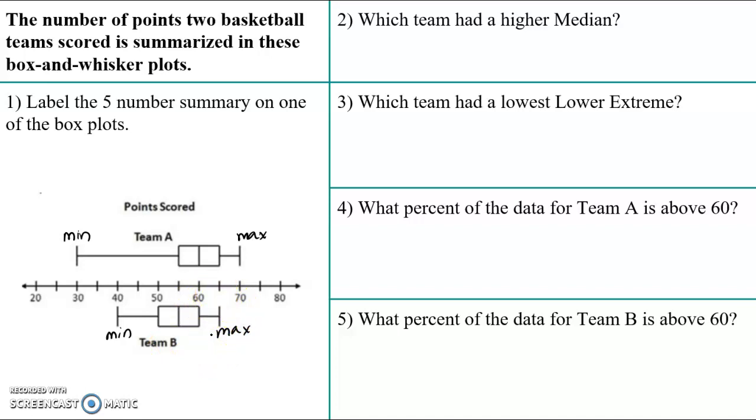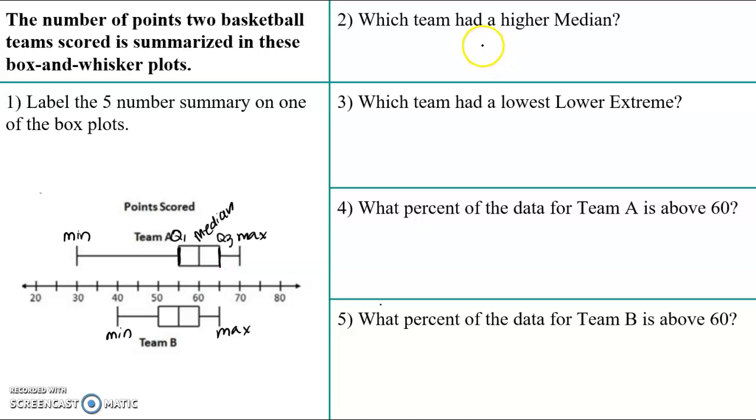The other 3 numbers in the 5-number summary that we use for the box plot are Q1, the first quartile, the median, which is the line in the middle of the rectangle, and then Q3. So Q1 is the first line in the rectangle, median is the line in the middle, and then Q3 is the last line in the rectangle.